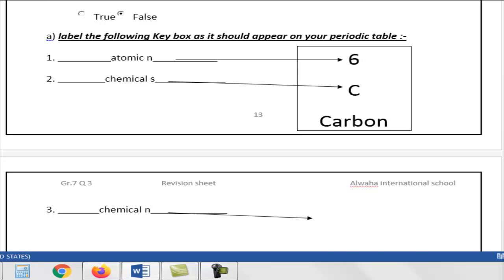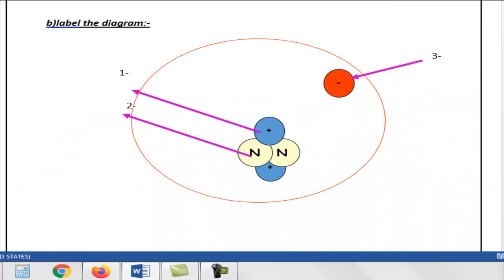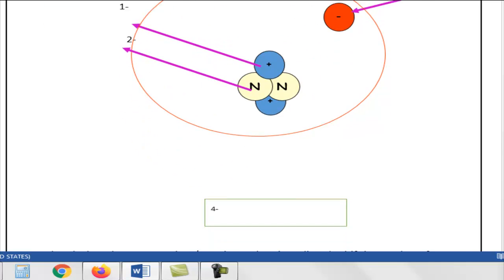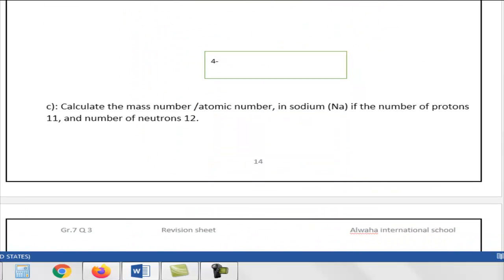The second one here, this is number 1, positive proton, and this number 2 is neutron, and this is electron, and all of this we call an atom. So number 1 will be proton, number 2 neutron, number 3 negative electron. And all of this shape we call an atom.